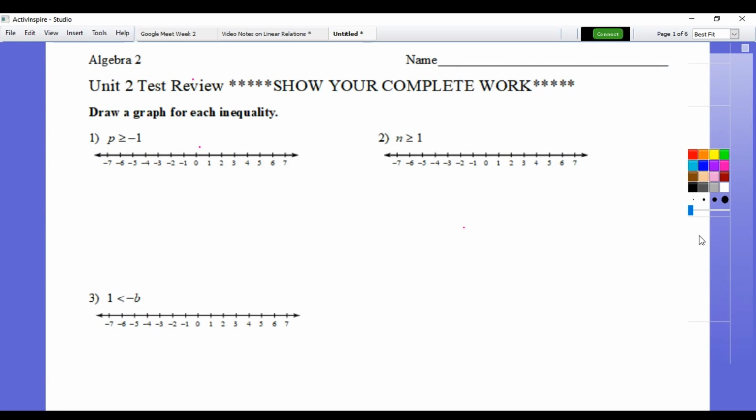Mr. O here, and today we're gonna go over the Unit 2 test review on inequalities. So let's get it on. Draw a graph for each inequality.